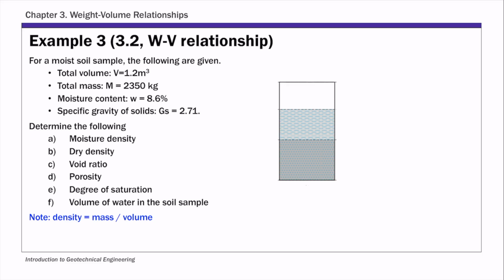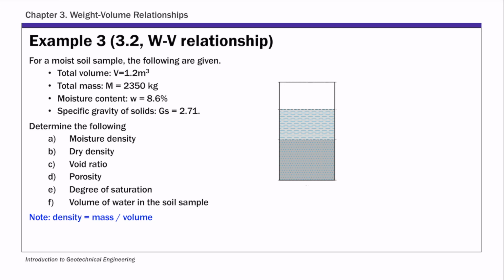Hello everyone, in this video I'm going to go over example 3 of weight-volume relationships. This example is pretty similar to the first one we went over, but the difference is instead of being given the total weight, we are given total mass, and instead of looking for unit weight, we're looking for density.